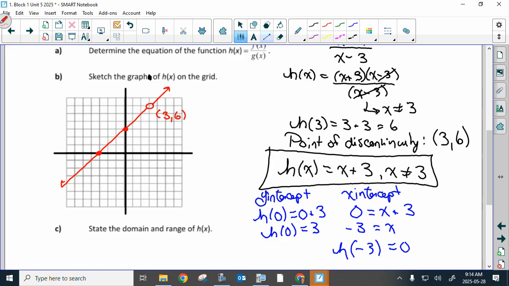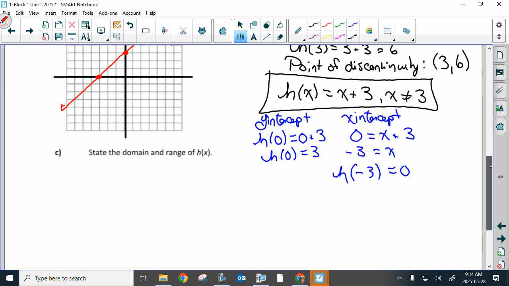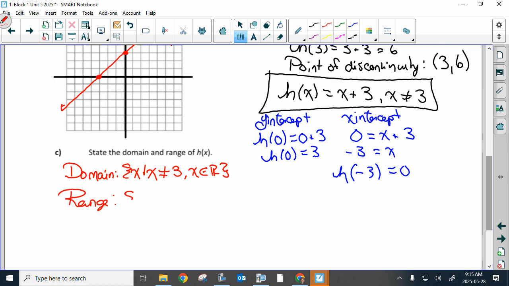So when there's no factors left on the bottom, there's no asymptotes on the bottom. And the degree on top was greater than the degree on the bottom, so there's no horizontal asymptote. So now let's take a dive into domain and range. X such that x cannot equal 3. X is now a real number system. And then range, y such that y cannot equal 6. Y is now a real number system.